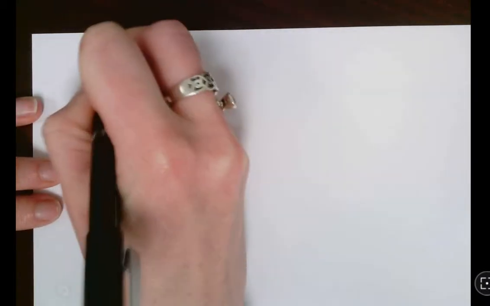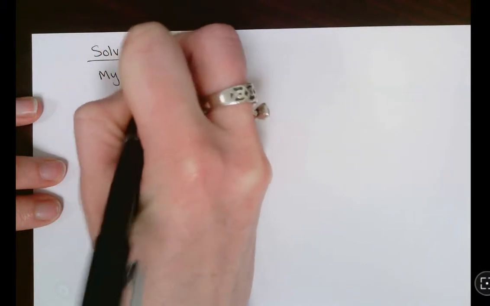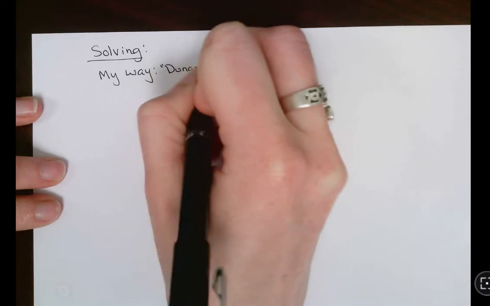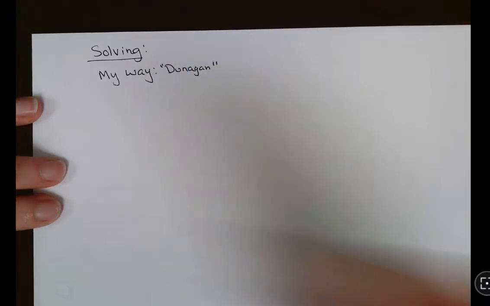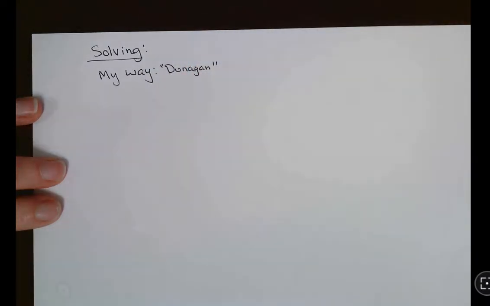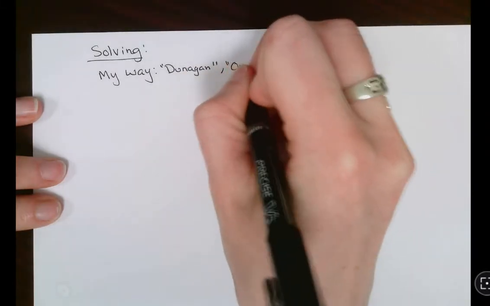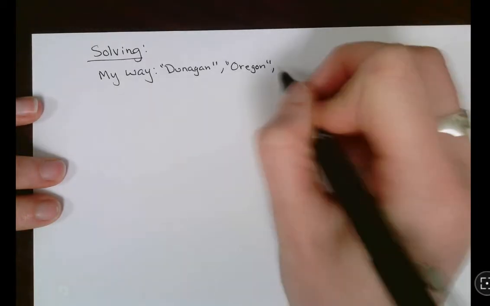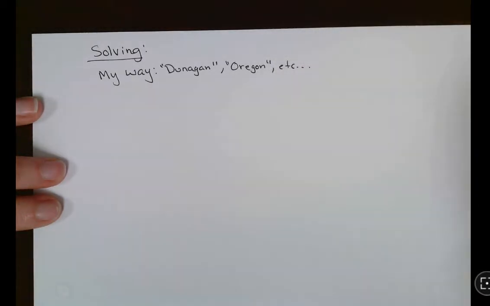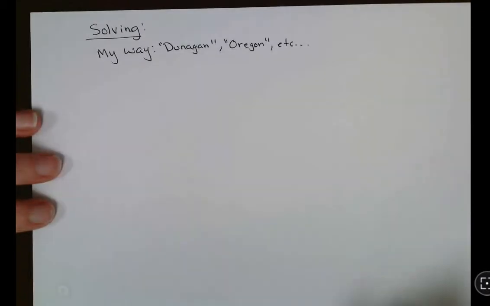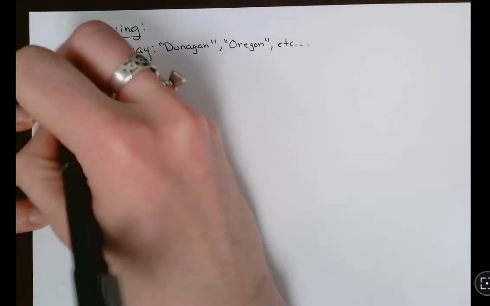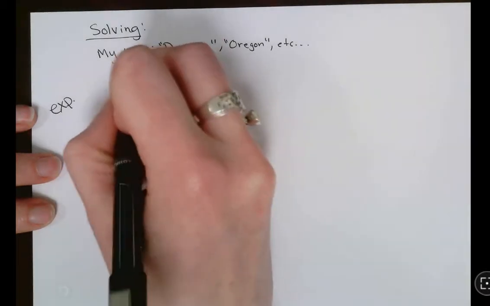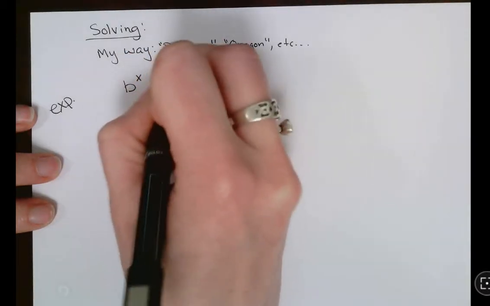we have my way, or as Oscar likes to call it, the Dunnigan way, or Oregon way, or whatever you prefer. And then we'll have the textbook way. So we're going to go and look at my way first for solving exponentials. So solving exponentials, that's equations where I have like b to the x equals y.